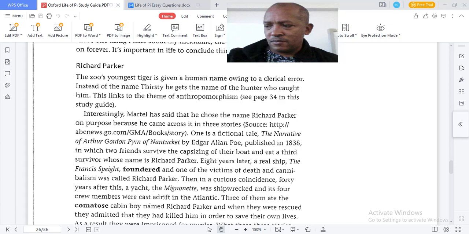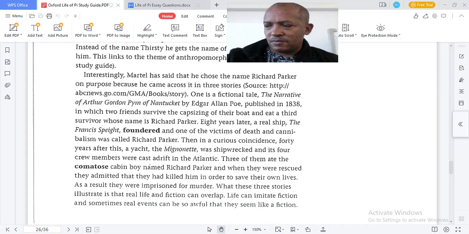This links to the theme of anthropomorphism. That one is when we give our animals names or characteristics of humans.